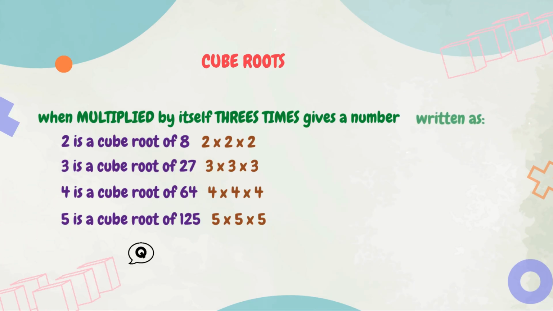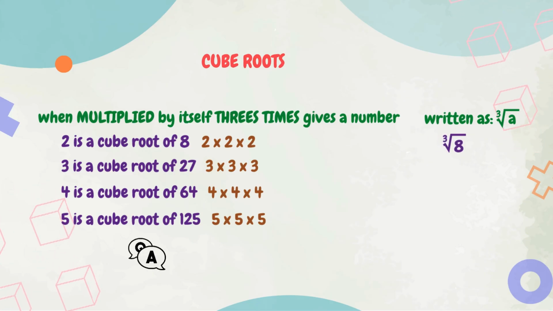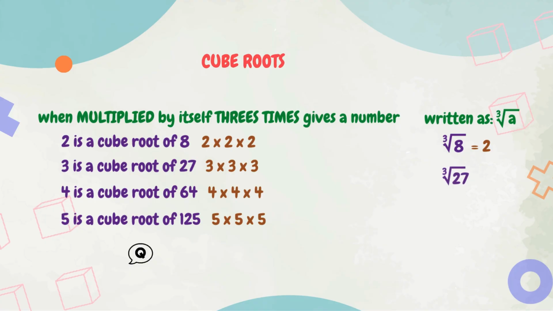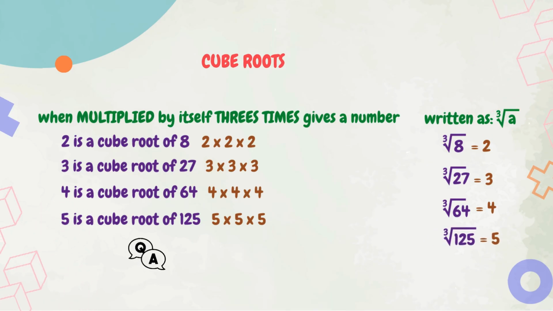Mathematically, cube roots are written using the radical sign, which is read as the cube root of a. 2 times 2 times 2 gives 8. So the cube root of 8 is 2. The cube root of 27 is 3. The cube root of 64 is 4. The cube root of 125 is 5.